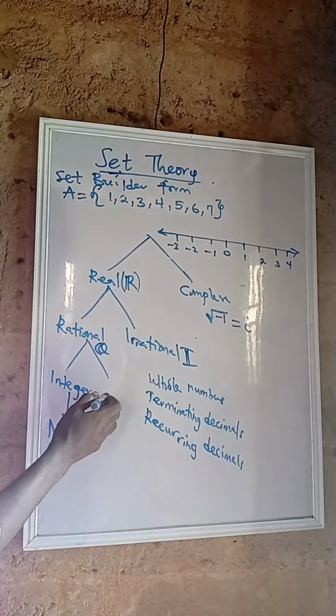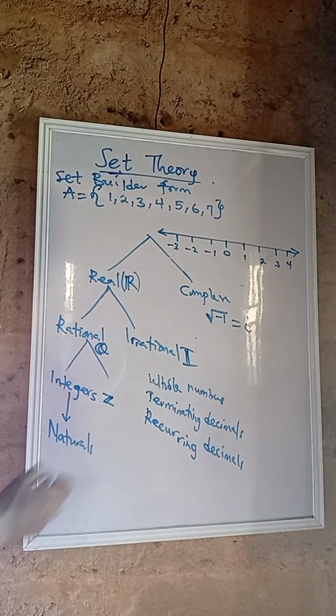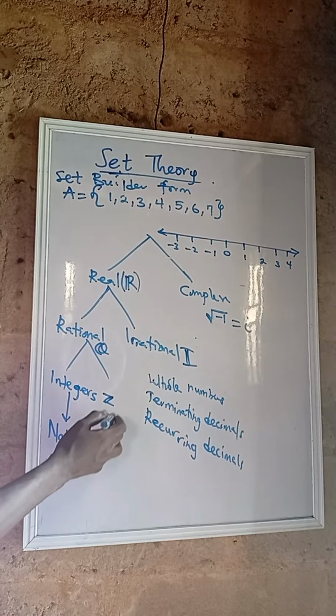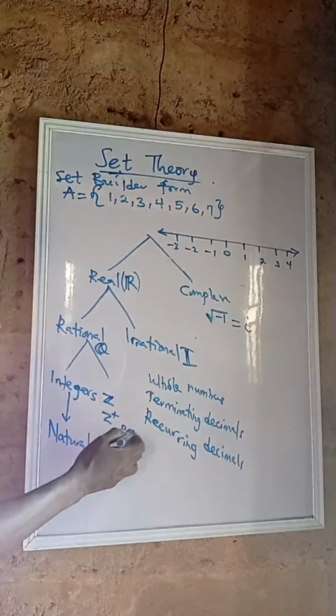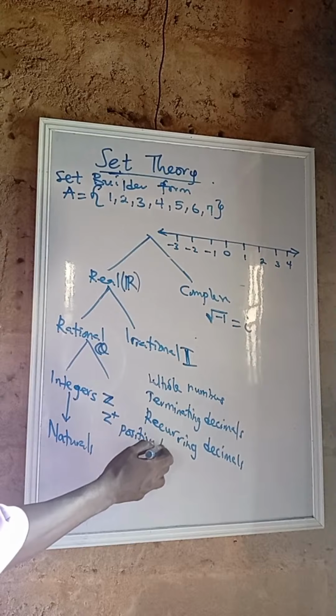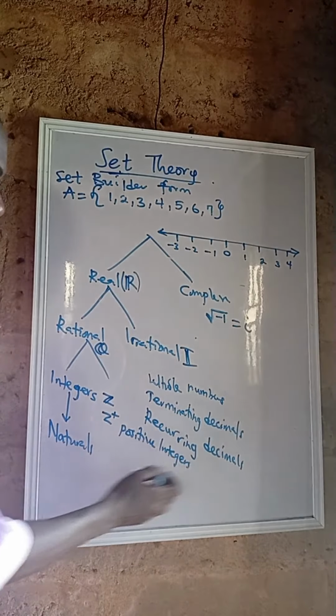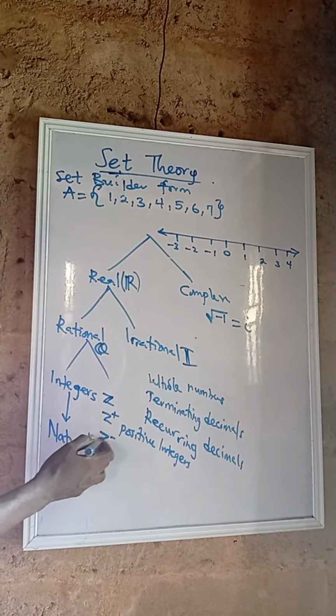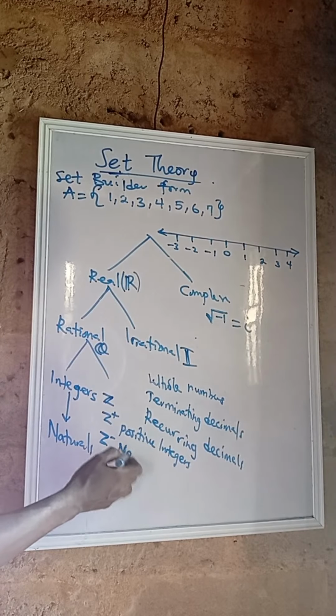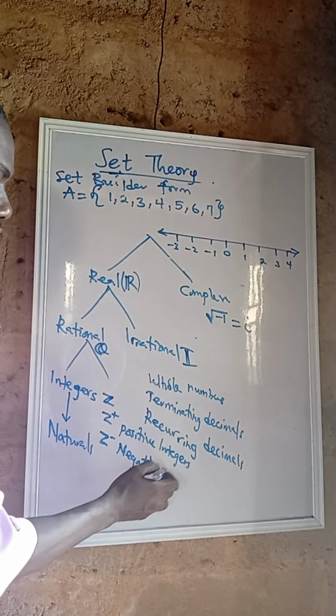So integer is denoted by Z. If it is positive integer, you have plus representing positive integers. Then if it is this, you have it to be what? Negative integer.